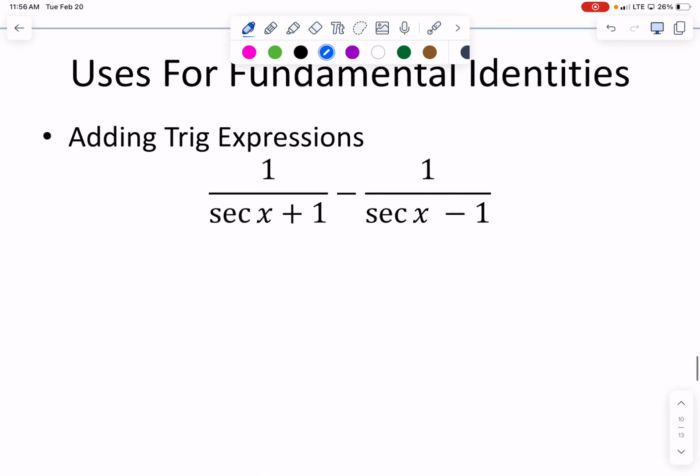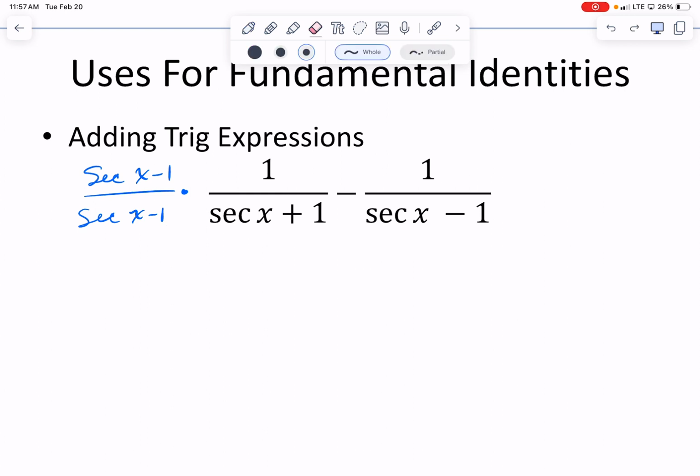Now we're adding trig expressions, but we need to have common denominators, right? Do it with tangent parabola. Because you told me to graph it. Oh, so it makes a parabola. Nice. Okay. So I'm going to multiply this by the other denominator over itself. So secant x minus 1 over secant x minus 1. And secant x plus 1 over secant x plus 1.